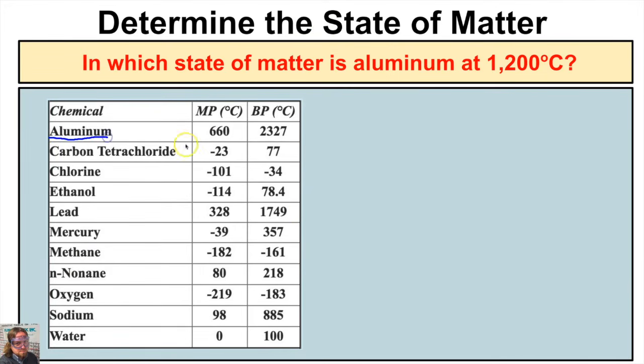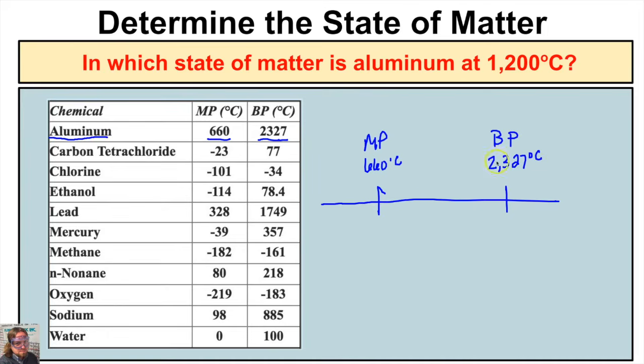Here's aluminum right here. The melting point of aluminum is 660 degrees Celsius, and its boiling point is 2327 degrees Celsius. So let's place those values on this number line. We'll put the melting point right here, and the boiling point right here. Everything that is below the melting point is going to be a solid.